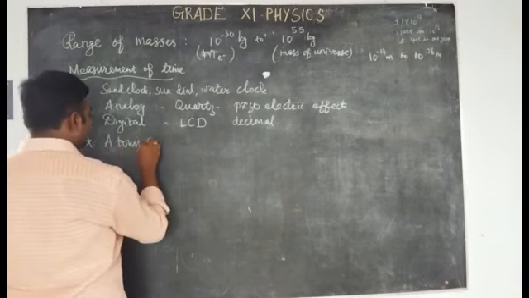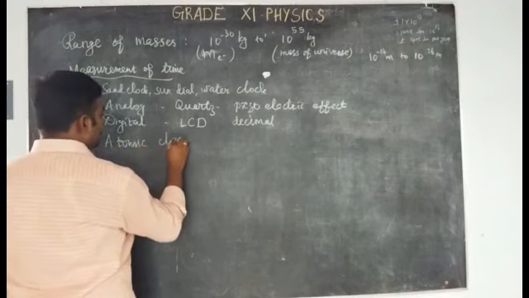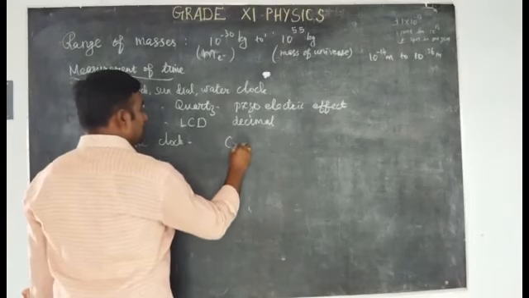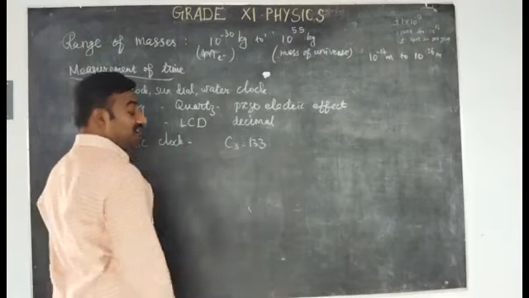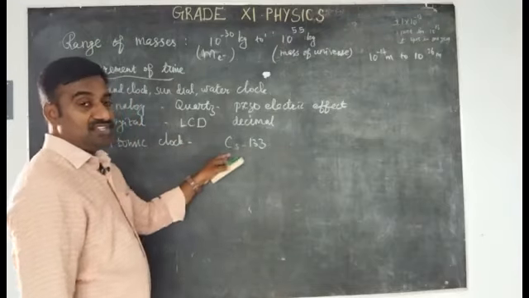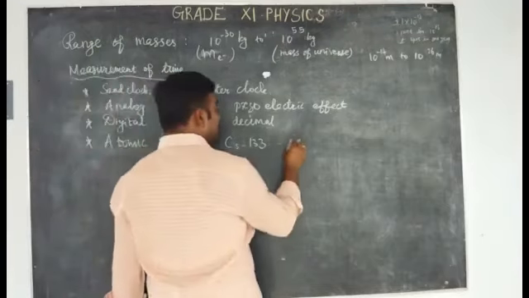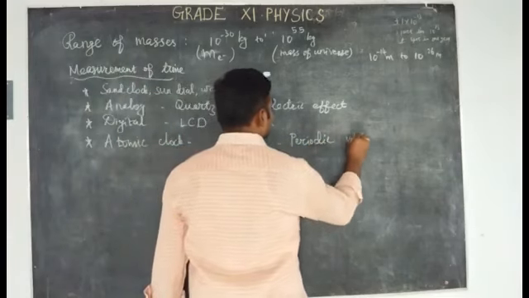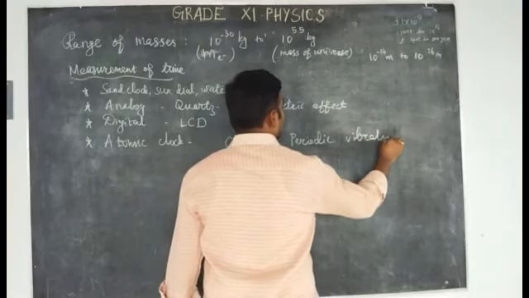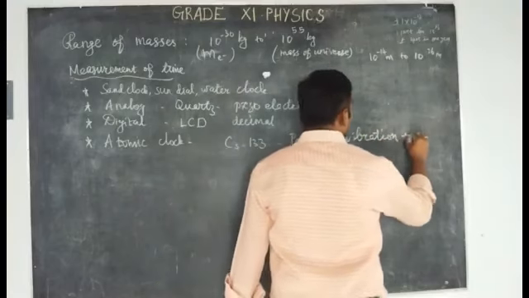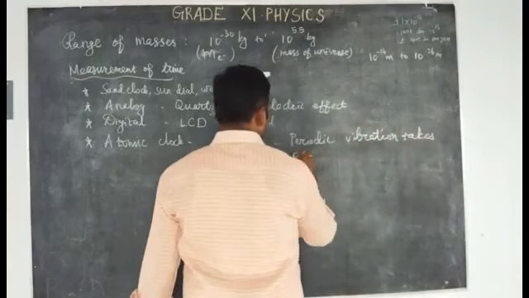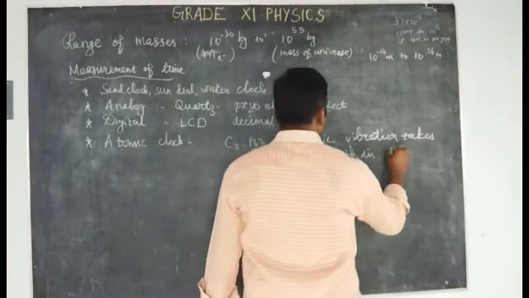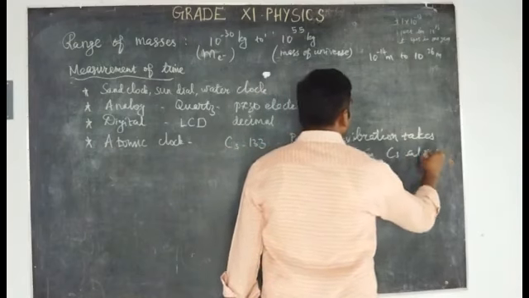While introducing the SI system, they introduced the atomic clocks also. In atomic clocks, they use a cesium atom, the cesium 133 atom. In the cesium 133 atom, the periodic vibration takes place, within the cesium atom. So it has a greater accuracy.